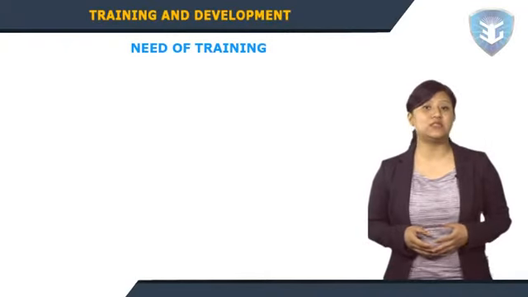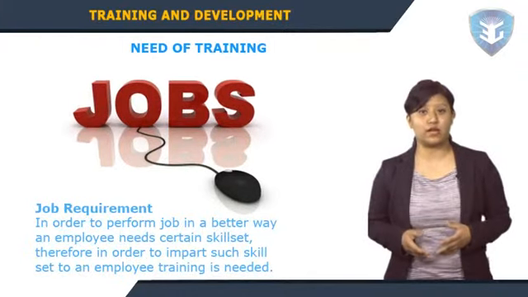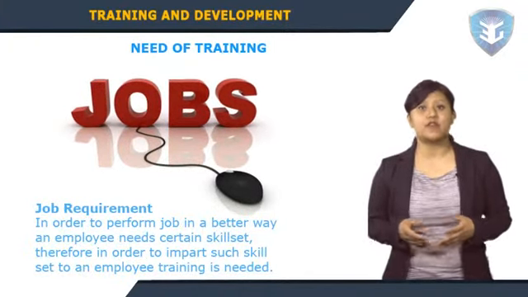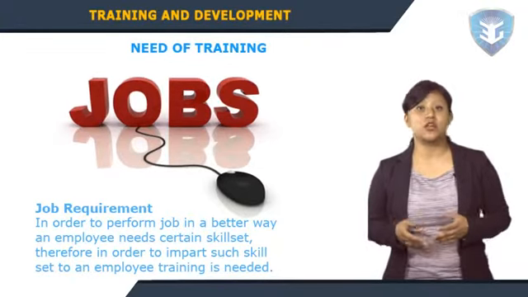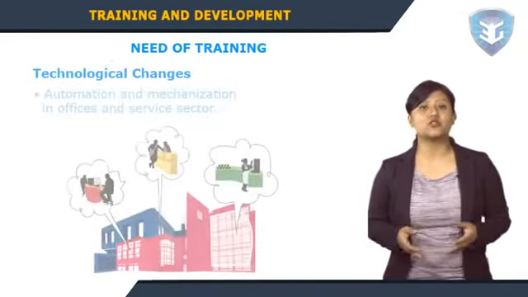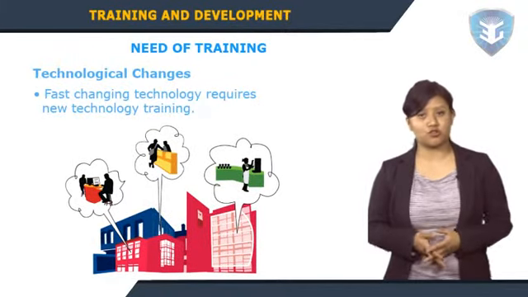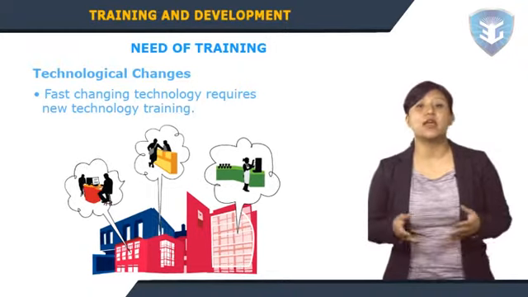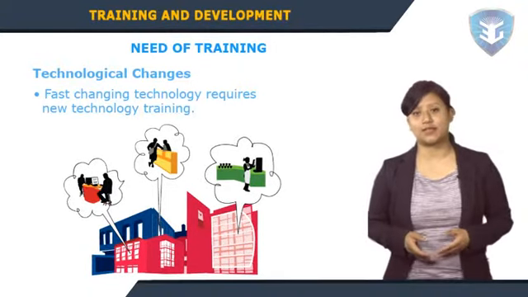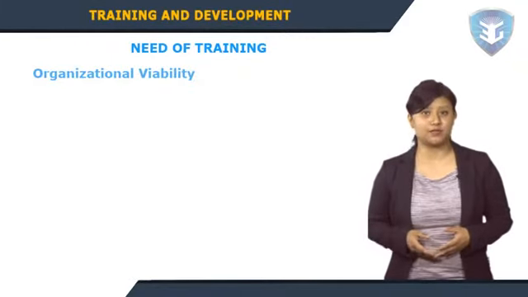Now let's talk about the need of training. Job requirement. In order to perform job in a better way, an employee needs certain skill set. Therefore, in order to impart such skill set to an employee, training is needed. Technological changes, automation and mechanization in offices and service sector. Fast changing technology requires new technology training, example computerization in public sector. To reap benefits of latest technology, organizational viability.